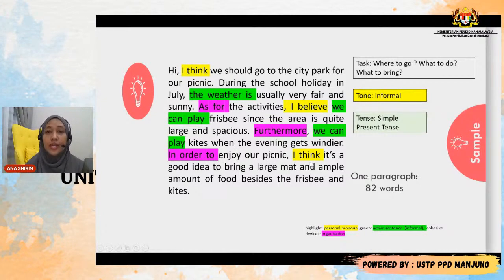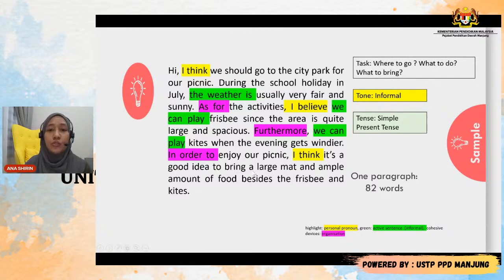So to answer this one, as I've said just now, it's great if you can give two alternatives. I've given two alternatives for the activities that you can do. Now I'm also going to give two alternatives on the things that you can bring. So in order to enjoy our picnic, this is another cohesive device. I'm answering question 3. So this is a separate point altogether. So I signpost it, or I start it with in order to. So this will indicate that now I'm going to talk about something else. I think it's a good idea. So I use I think again.